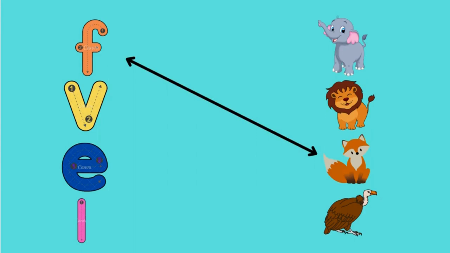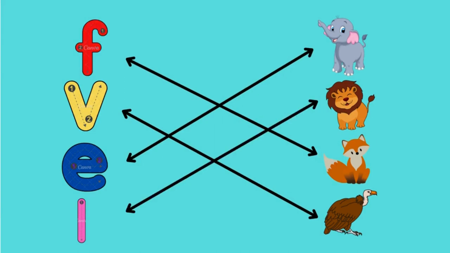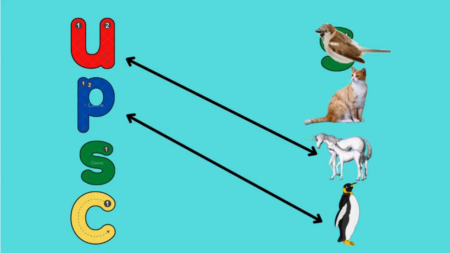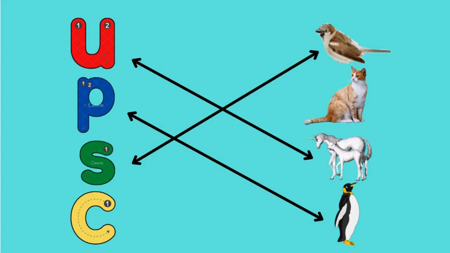V is for vulture. E is for elephant. And the last one is L. L is for lion. U is for unicorn. B is for penguin. S is for sparrow. C is for cat. Good job.